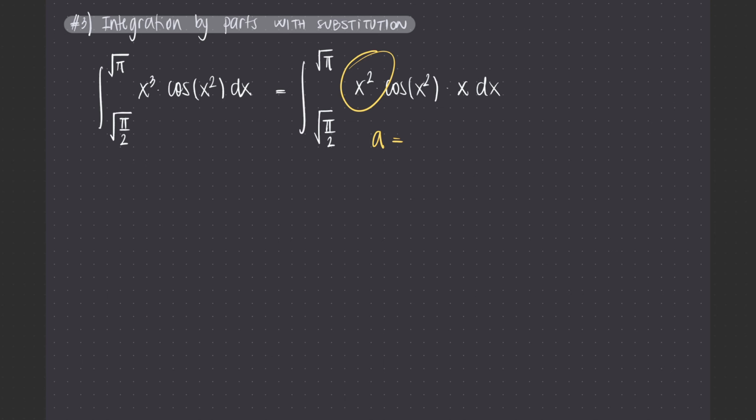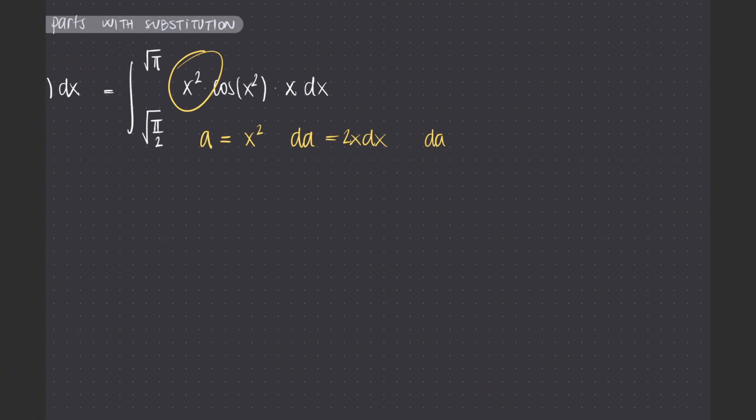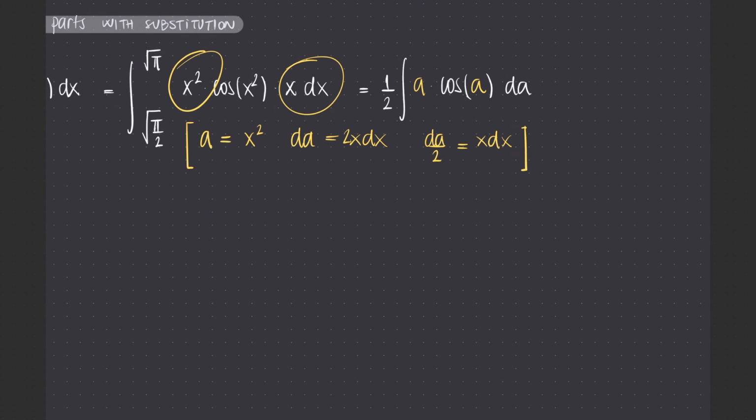So let's say that a is x squared, meaning that dA is 2x dx, which also means that dA over 2 is x dx. And I wrote it like this because we do have x dx over here. Therefore, we're going to have the integral of a times cosine of a times dA over 2. And the 1 over 2 can be moved over here.